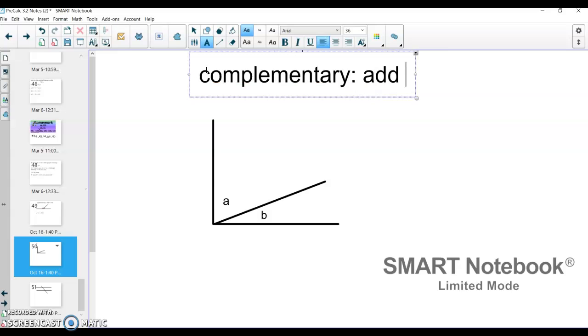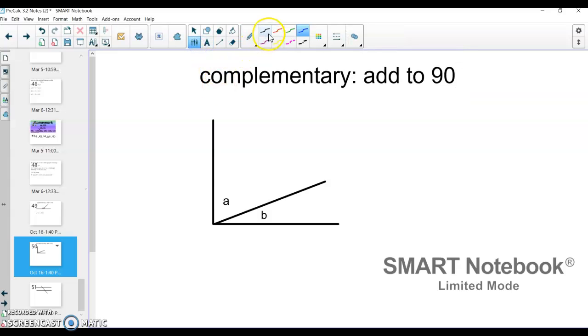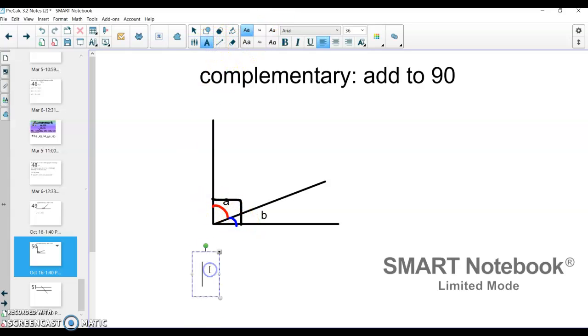These are the ones that add to 90 degrees, and we can tell those when we look at them. Angle A is a portion of this, angle B is the remaining portion of this, and they form this 90-degree angle we see. And since they form the 90, these two angles, A and B, are complementary. Okay? Another way to write it would be A plus B equals 90.